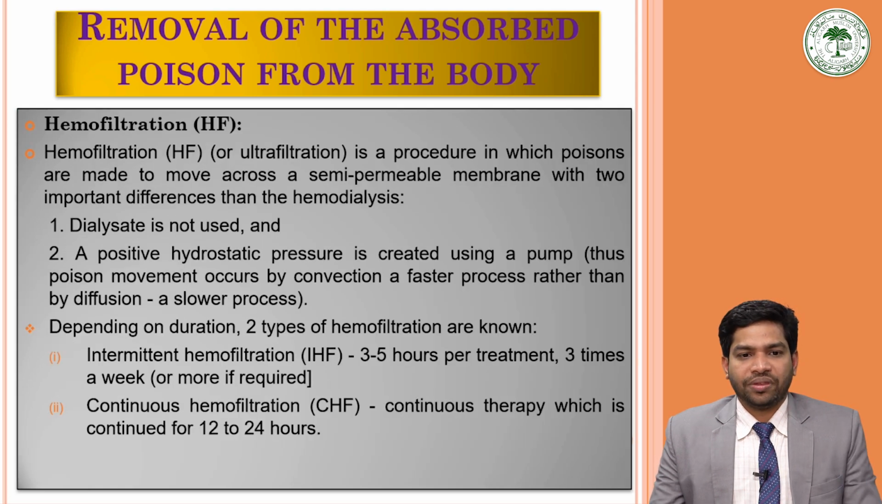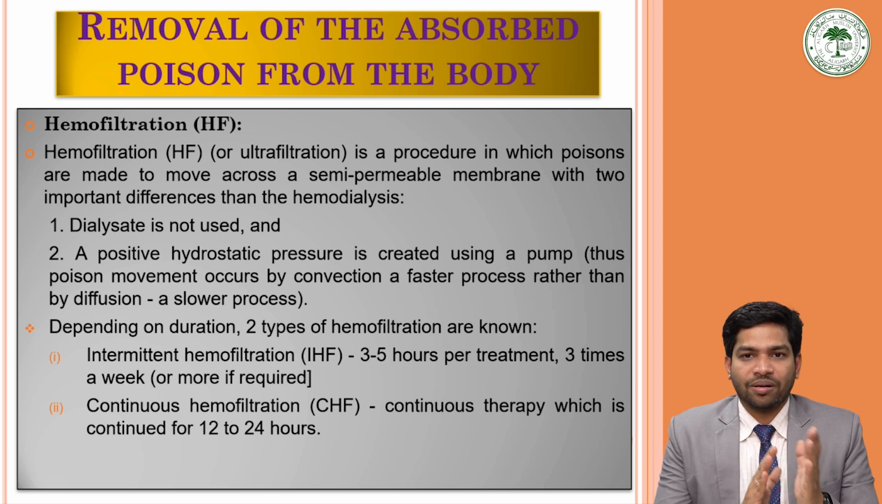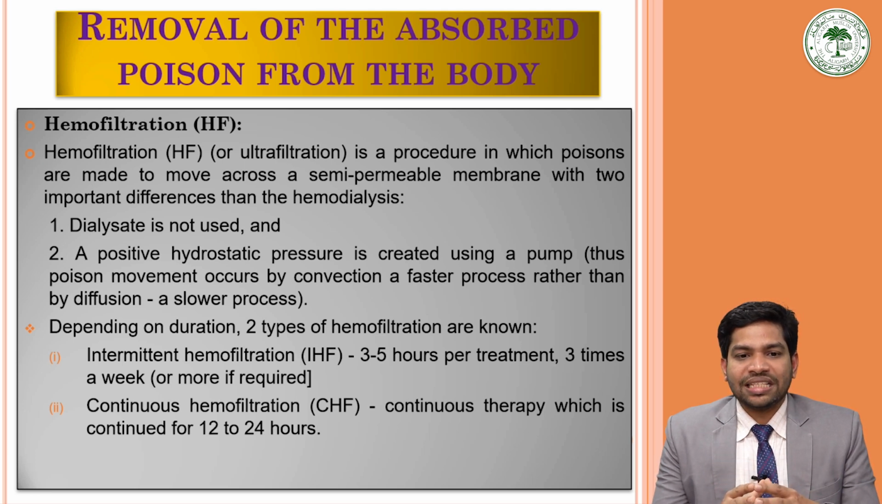Now the hemofiltration. Hemofiltration or ultrafiltration is a procedure similar to hemodialysis. That is, the poisons are made to move across a semipermeable membrane. The important difference between hemodialysis and hemofiltration is that in hemofiltration, the dialysate is not used. Rather, the poison is made to pass across the semi-permeable membrane outside the body only. The second major difference is that a positive hydrostatic pressure is created through the pump that causes poison movement through convection, at a much faster rate than the diffusion that is followed in hemodialysis.